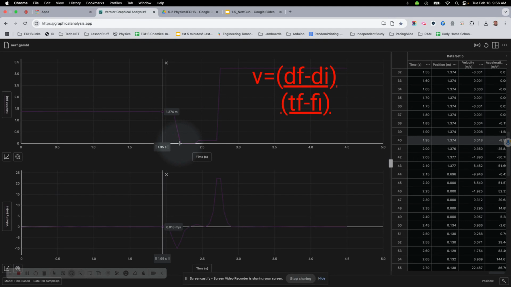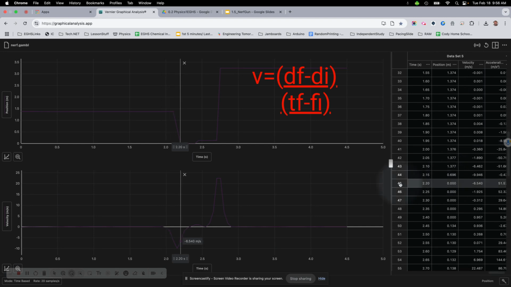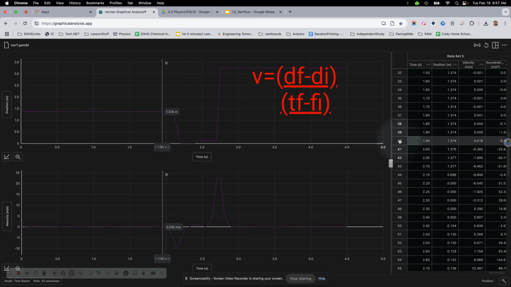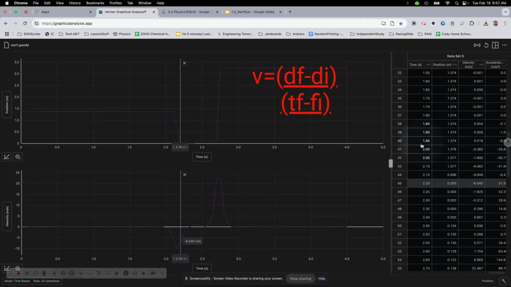My tf, my final time, is going to be where the distance is 0. That's the moment it hit the Go Motion. So if I look down at the data table here on the right where I'm highlighting, it goes right here. So this line, that should make sense. That is where I hit the Go Motion at 2.2 seconds. All right, so you would write those things down in your data table, right? And then you want to look at those points from 1.95, my initial time, to 2.2. Those are the only time frames I'm looking at, just these points in the data table, 1.95 all the way to here.